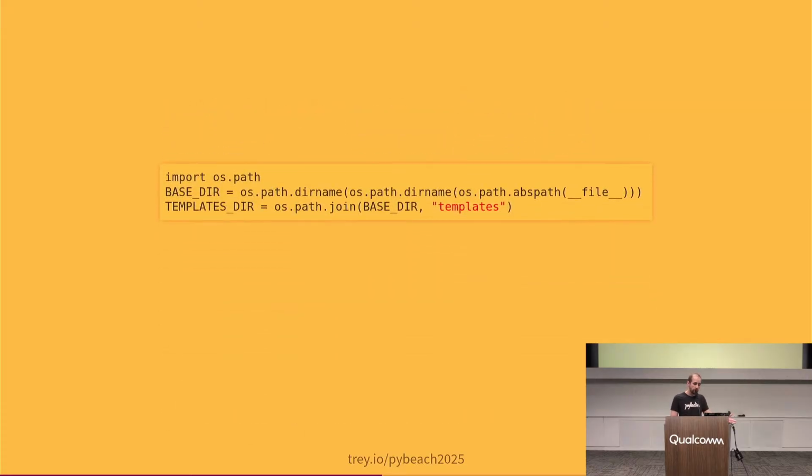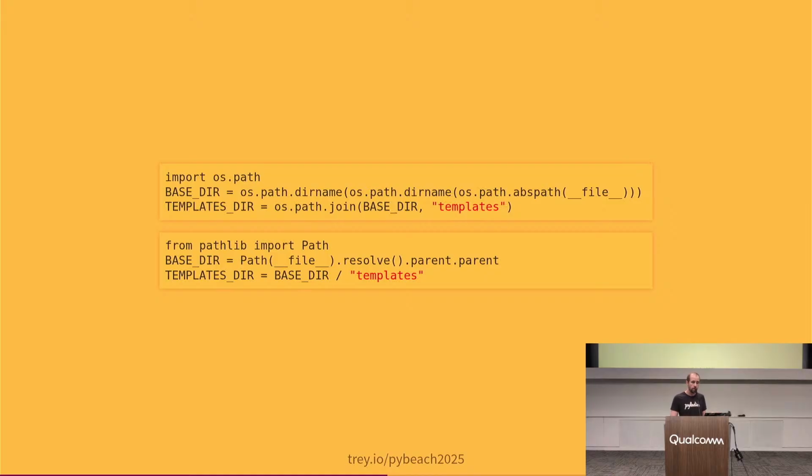So this code that we've already seen represents paths using strings. I find that I need to read this code inside out. We get the absolute path, then the parent directory, and then its parent directory. Instead of this code, which uses strings for paths, I prefer this code, which uses pathlib.Path objects. I read this from left to right. We resolve the path into an absolute path, we get the parent directory, and then we get its parent directory.